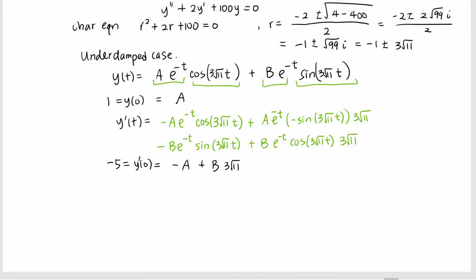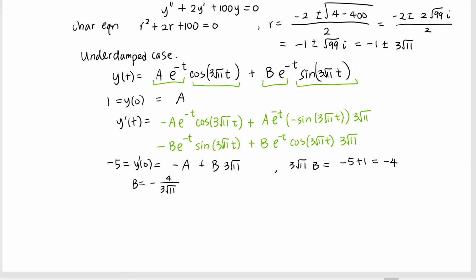When we move the a to the other side, we get 3 root 11 b equals negative 5 plus 1, which is negative 4. So b equals negative 4 over 3 square roots of 11. So far, so good, everybody?